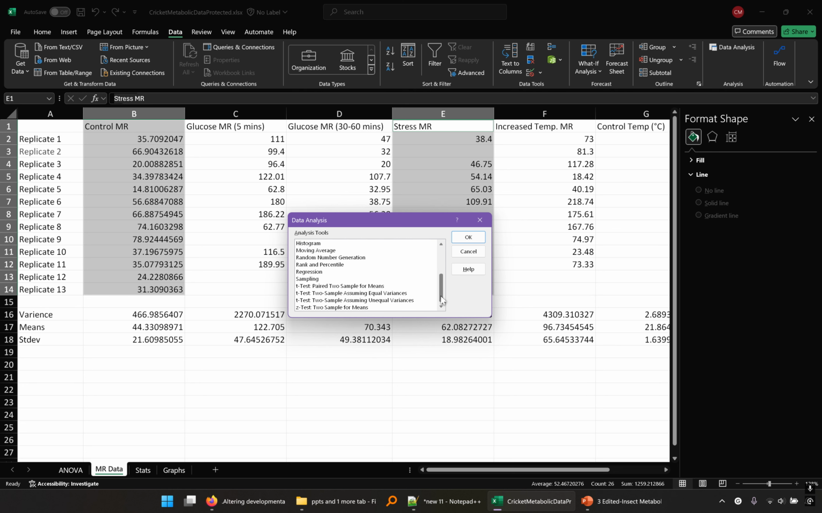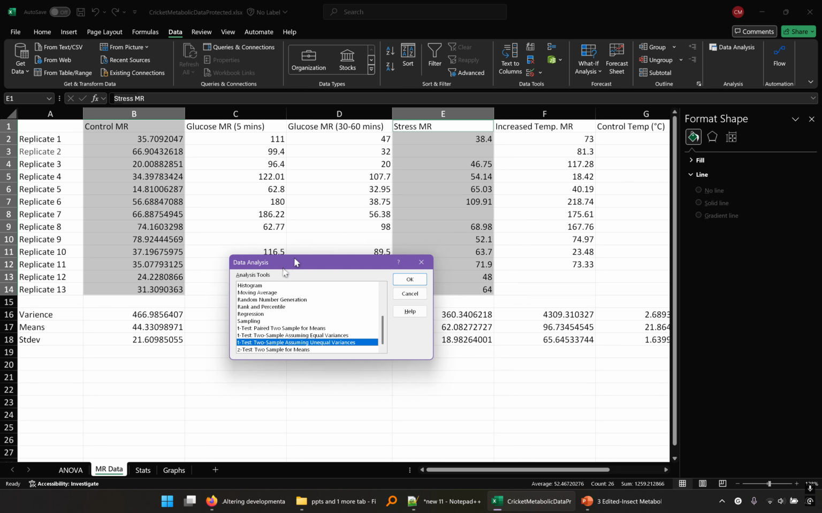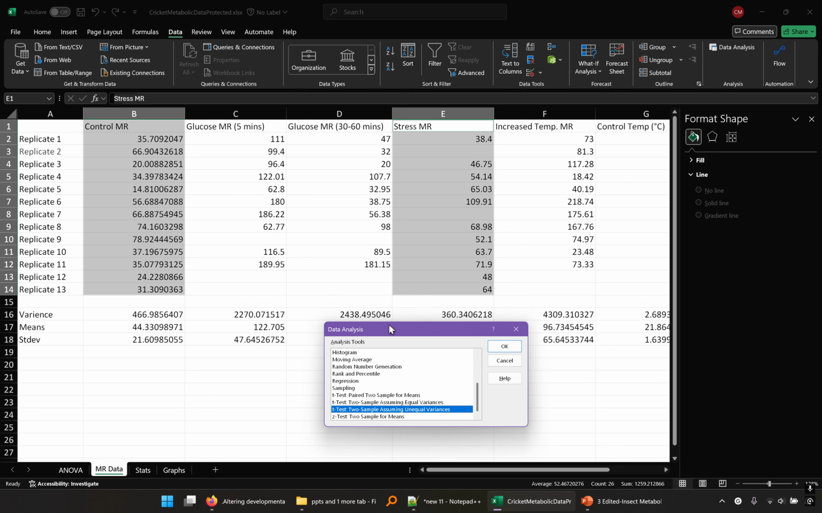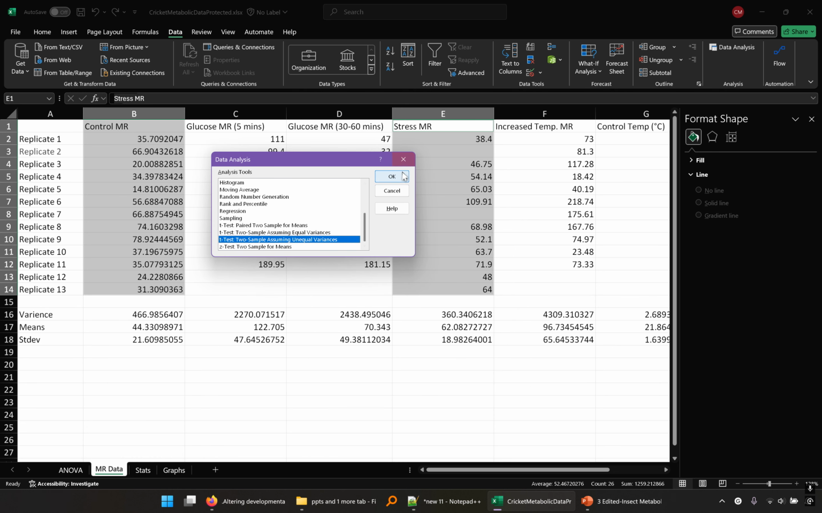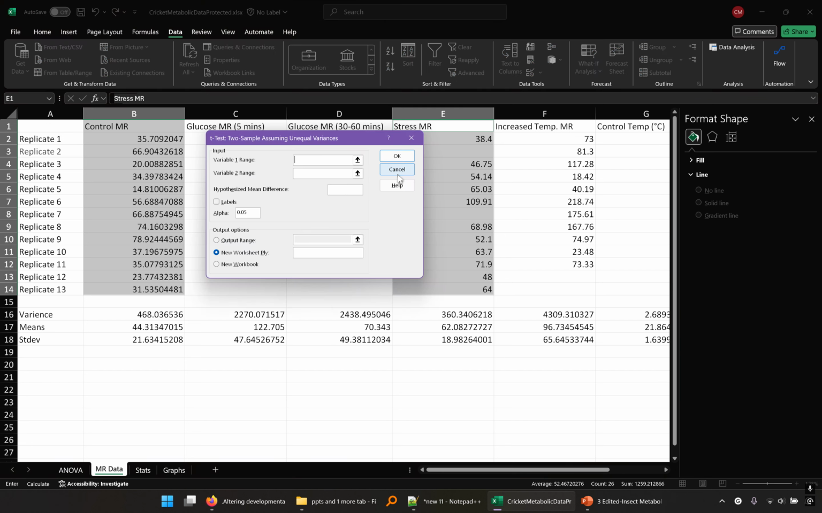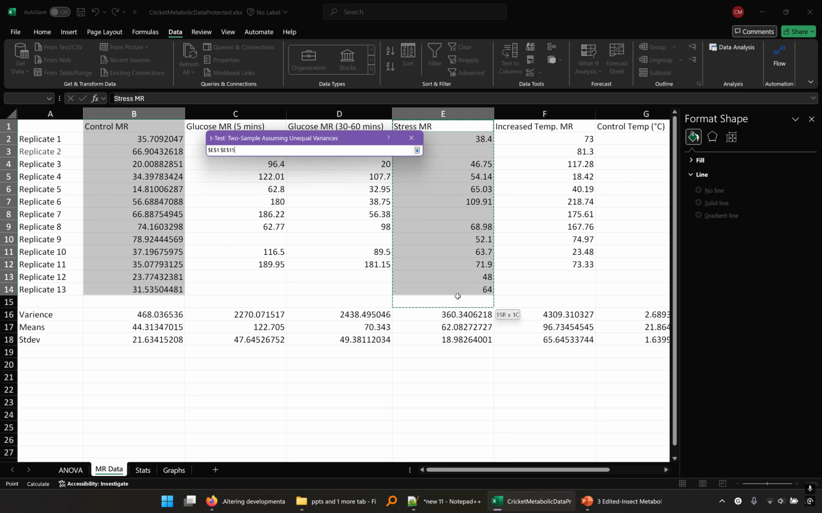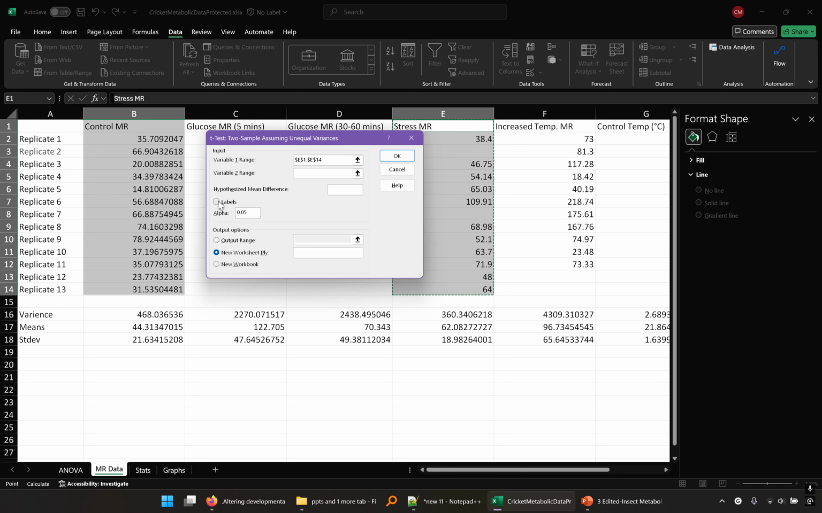So let's do another data analysis. That would be a t-test assuming unequal variances, because we can see that the variances are 400 and 300. And so t-tests are actually dependent on the number of points. So this one is actually going to be wider. But variable 1 range, you want to include all of these. Variable 2 range, all of those. They have labels. Your alpha is 0.05.